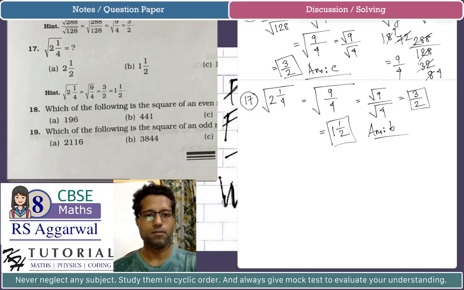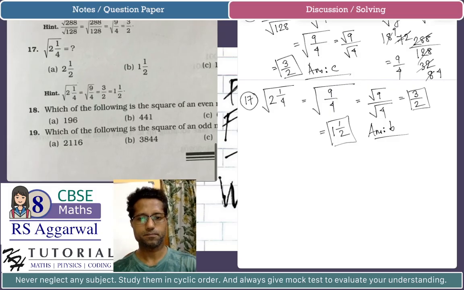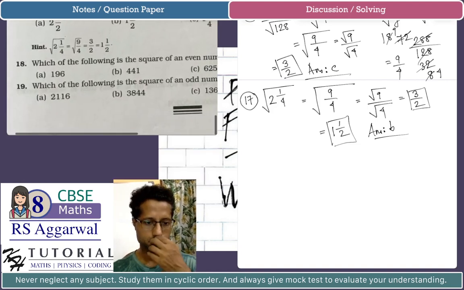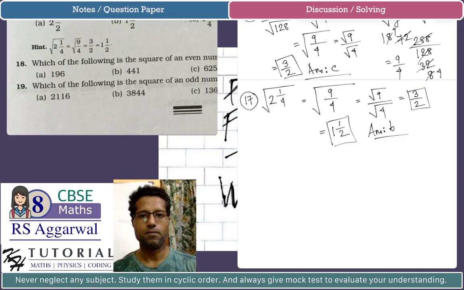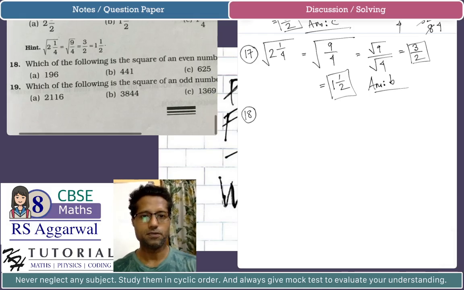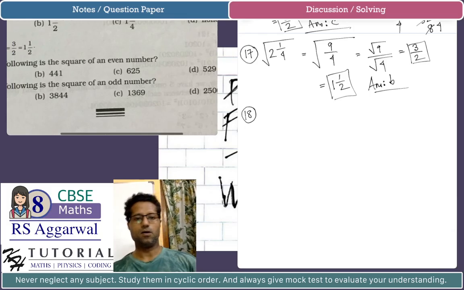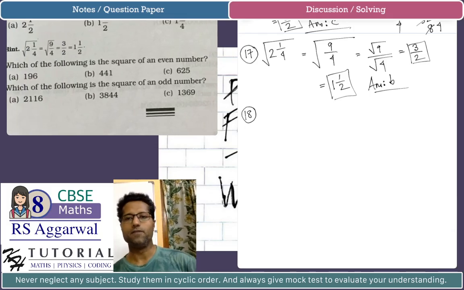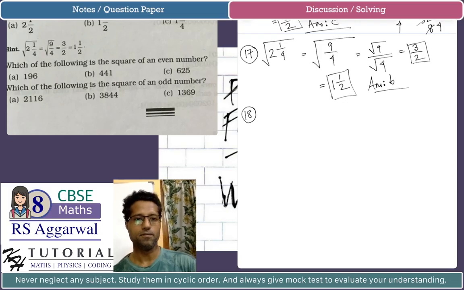Let's do problem number 18. Problem number 18 says, which of the following is the square of an even number? Now, we know that the square of an even number is an even number and the square of an odd number is an odd number. So the question is, which of the following is the square of an even number?